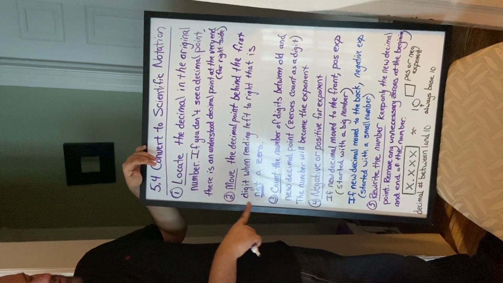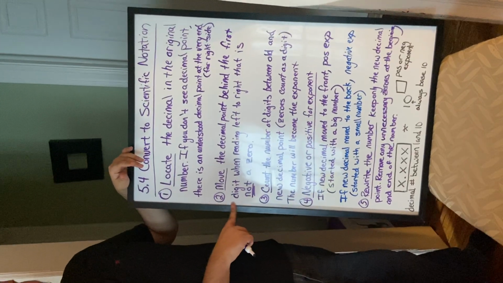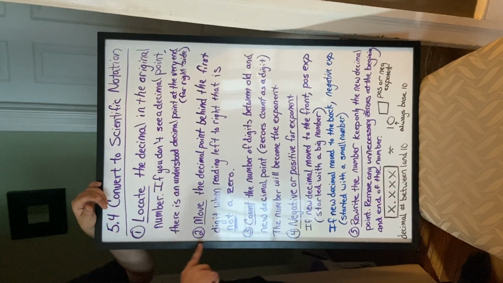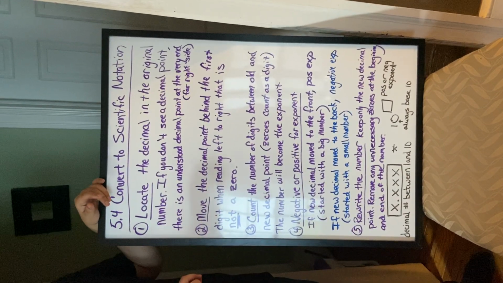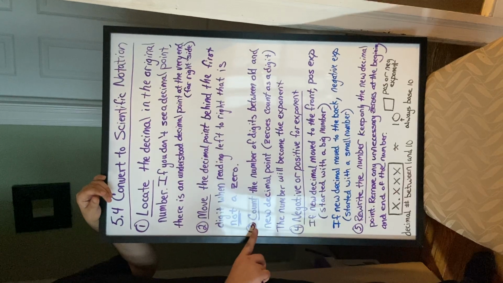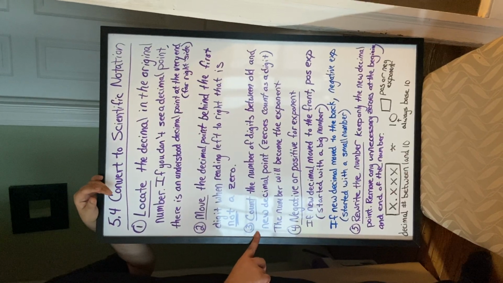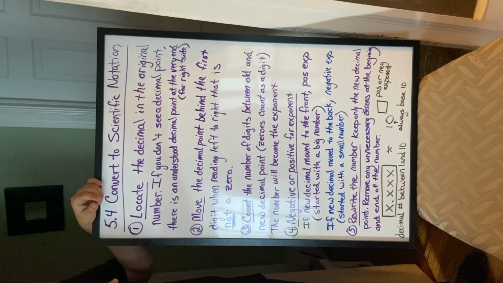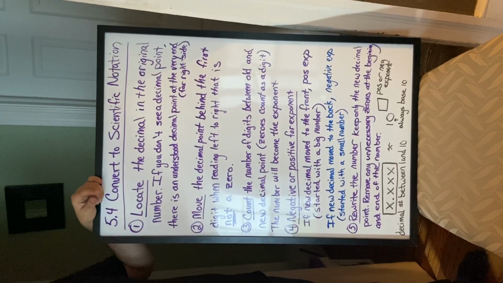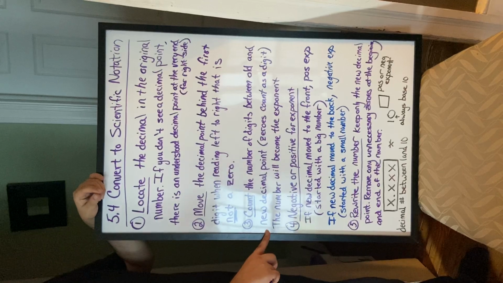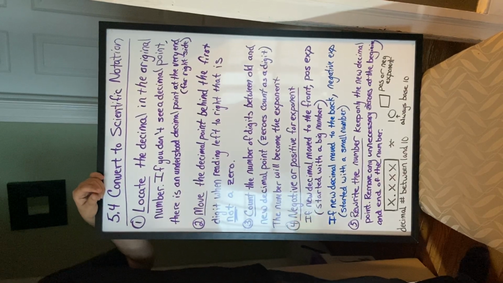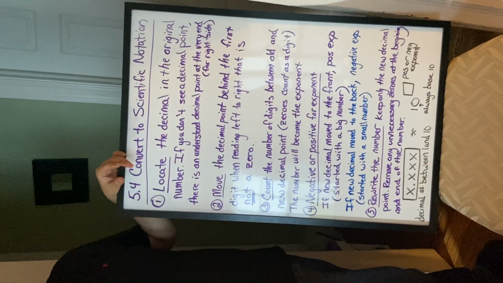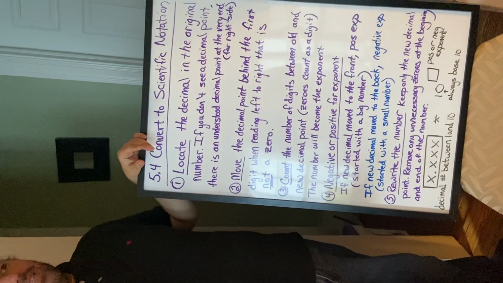What you're going to do is move that decimal point behind the first digit when reading from left to right that is not a 0. Once we do that, we want to count the number of digits between that old decimal point and the new decimal point. Remember, zeros count as a digit. That's going to be your exponent. Then you need to have a sign for that exponent. It's either going to be negative or positive. It really depends on how you move the decimal point.